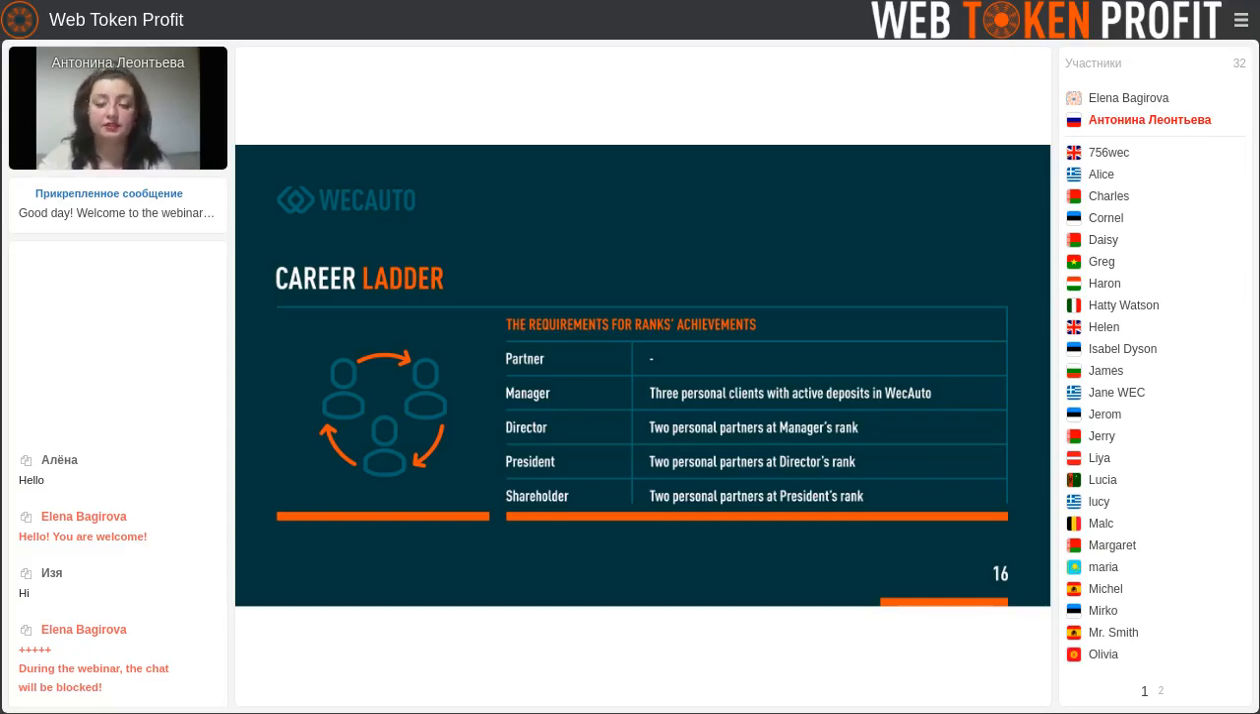And the last two ranks, partner and president and the shareholder, require you can see that two personal partners at the director ranks, and even levels of your result with the referrals. Yes, but there are also the widest opportunities for getting big reward. Yes, and if you have a misunderstanding of this table, once again I should say that when you begin inviting people, you will understand it very clearly, and you will get more money not only for your deposits.